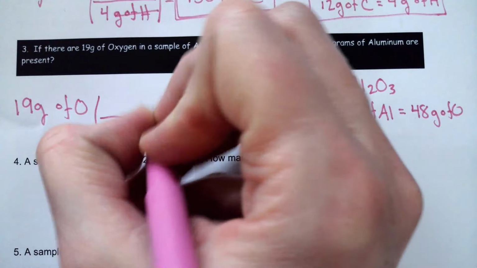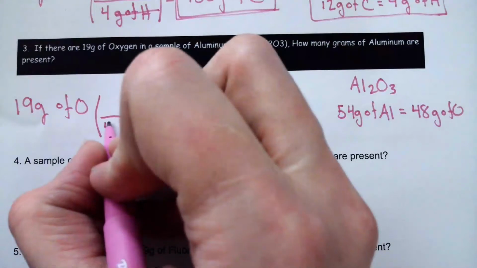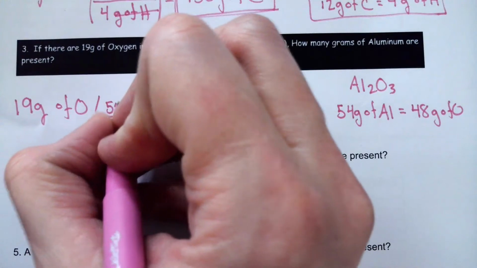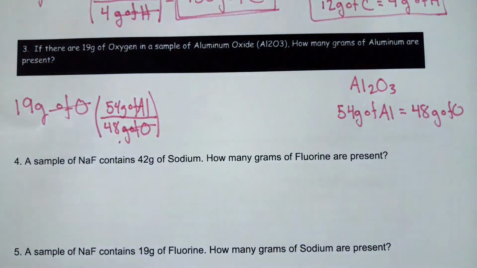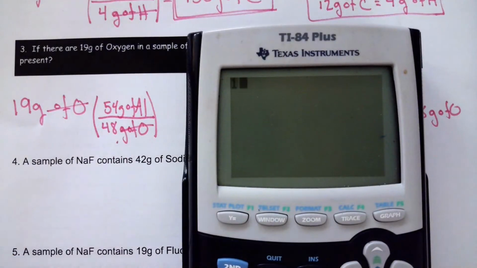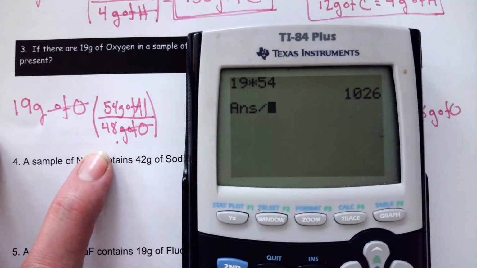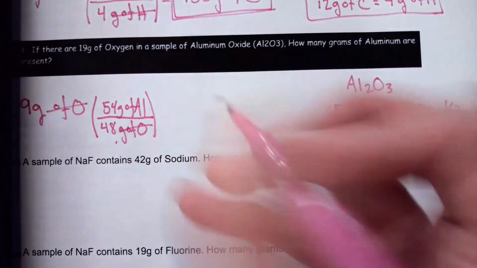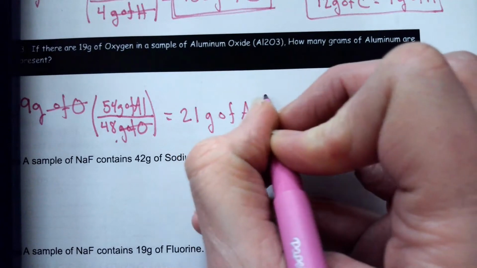Now I'm going to take it times the conversion factor utilizing this equality statement, knowing that I want oxygen on bottom. So 48 grams of oxygen is equal to 54 grams of aluminum. Grams of oxygen cross off. On my calculator, I'm going to take 19 times 54 divided by 48. And with 2 sig figs, I'm going to get 21 grams of aluminum.